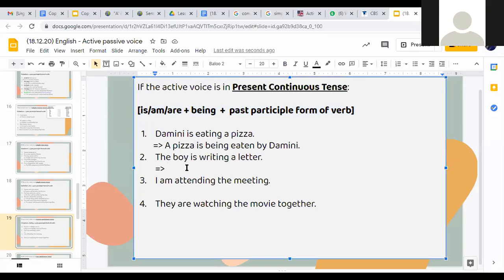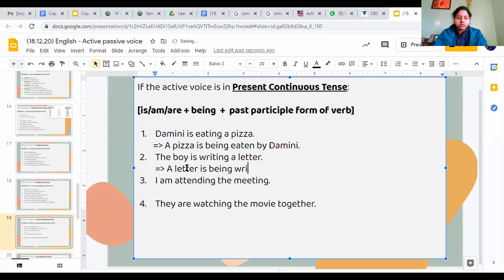A letter is being written by a boy. The boy. Yeah, good. Thank you. The boy को ध्यान रखना है. A letter is being written by the boy.